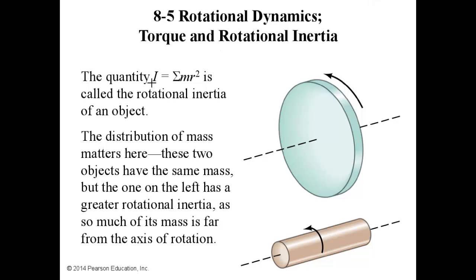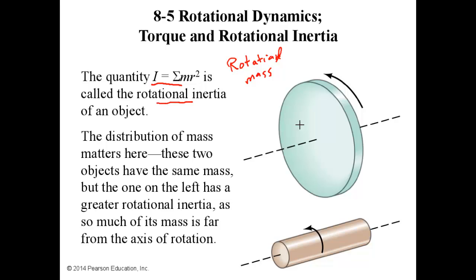So this quantity I defined on the last page that I said was the rotational mass is the sum of all the tiny little masses that an object has multiplied by their radius squared. It has a special name, it's called rotational inertia. You'll also see it referred to as the rotational mass of an object.